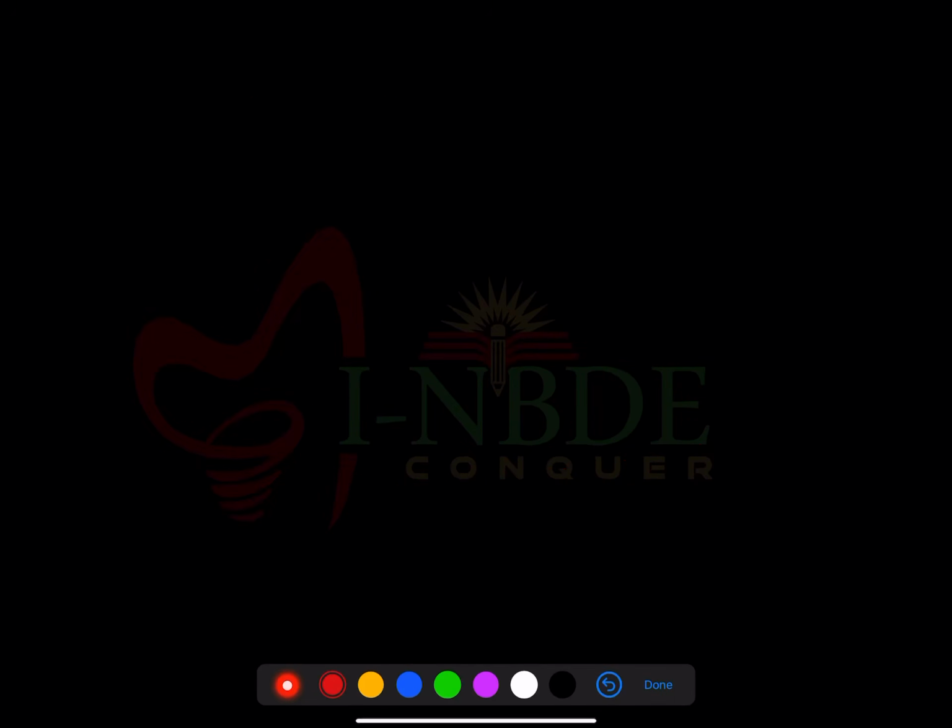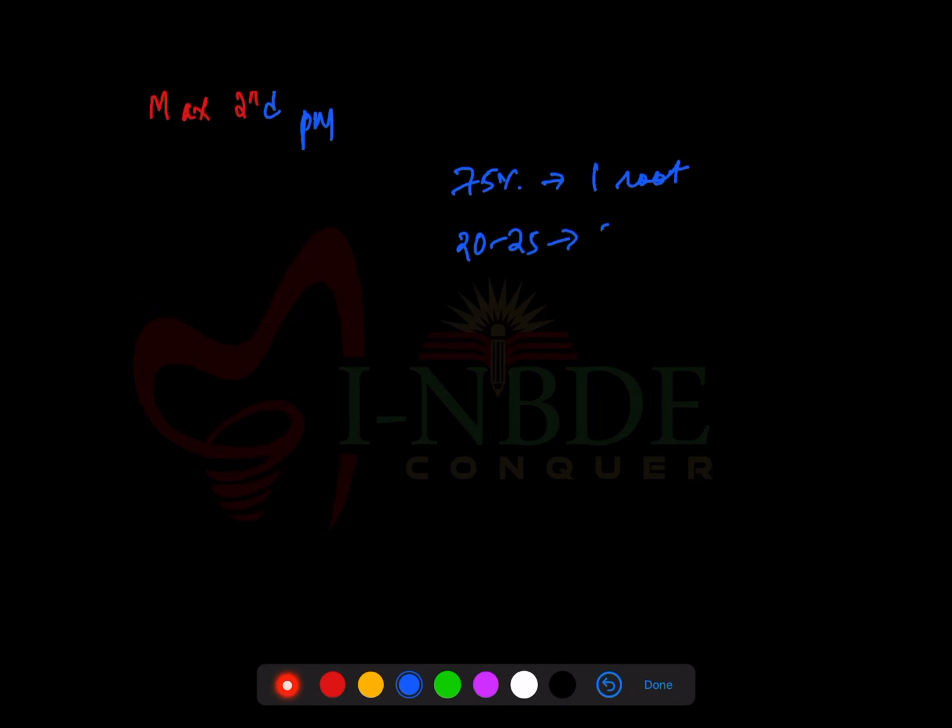The next one is the maxillary second premolar. So we are done with the first, and now we'll be focusing on the second premolar. The maxillary second premolar is almost the same. It has 75% single root and around 20-25% two roots. Very rarely can you see other modifications in this.